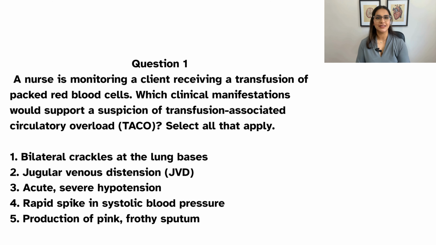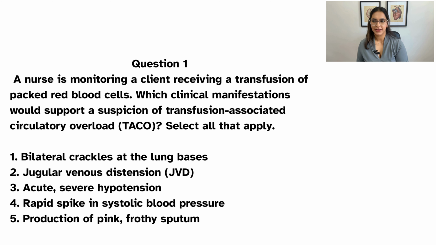So the first question is, a nurse is monitoring a client receiving a transfusion of packed RBCs. Which clinical manifestations would support a suspicion of transfusion-associated circulatory overload, which is TACO? It's a SATA question. You have a few options. Option number 1, bilateral crackles at the lung bases. 2, jugular vein distension. 3, acute severe hypertension. 4, rapid spike in systolic blood pressure. And 5, production of pink frothy sputum.